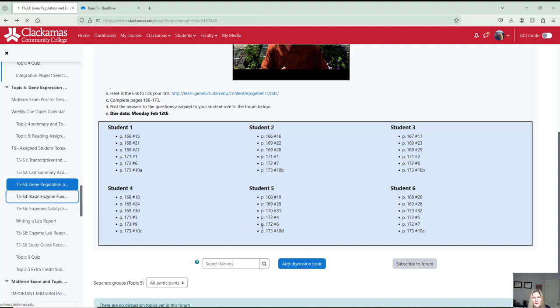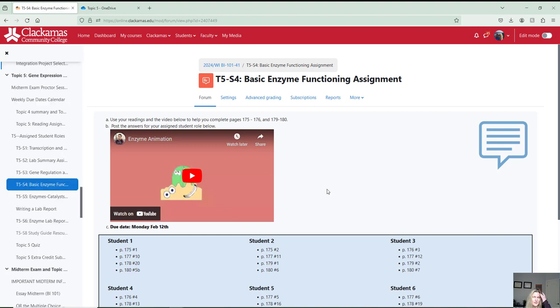And then finally we get into enzymes. So far we've been talking about protein synthesis, so making proteins. Now we're going to talk about enzymes, which are generally proteins. Most enzymes are protein based. And so we have a video here that explains how enzymes work and some of the things that can cause enzymes to denature.